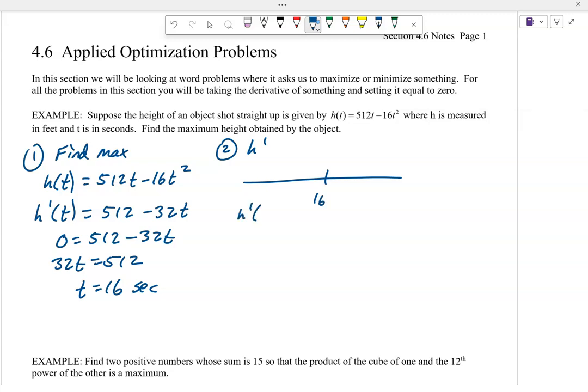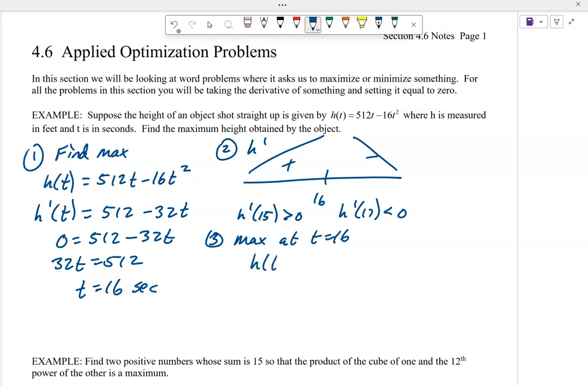We could throw in h prime of, let's say, 15, and you're going to see it's positive, so the original function increases, right? That quadratic increases till 16. I could throw in like 17. You can see that's negative, and then it decreases, right? So we have a maximum right there. A max, max t equals 16. So we've got h of t, because we're looking for the max height, right? So at 16 seconds, we have a max.